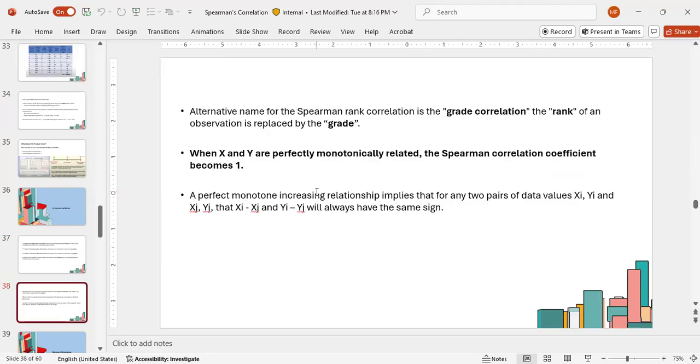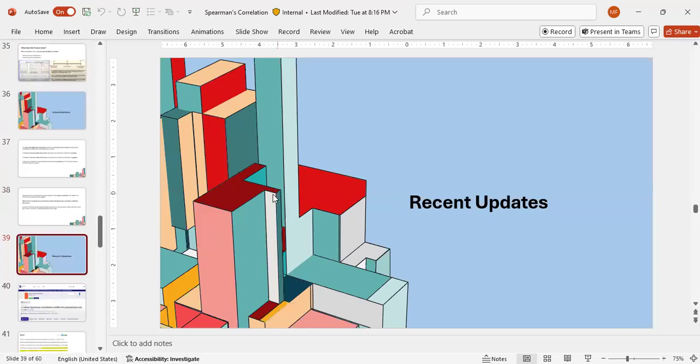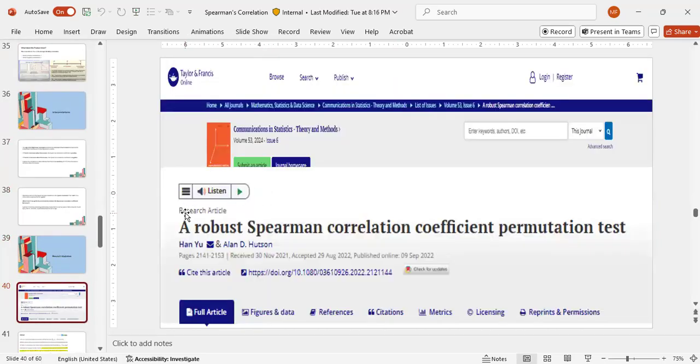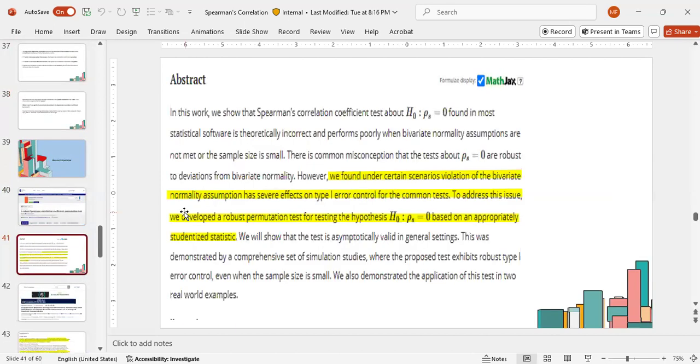A perfect monotone increasing relationship implies that for any two pairs of data values xi, yi, and xj, yj, xi minus xj and yi minus yj will always have the same sign. Moving forward to the recent updates, a robust Spearman correlation coefficient permutation test.